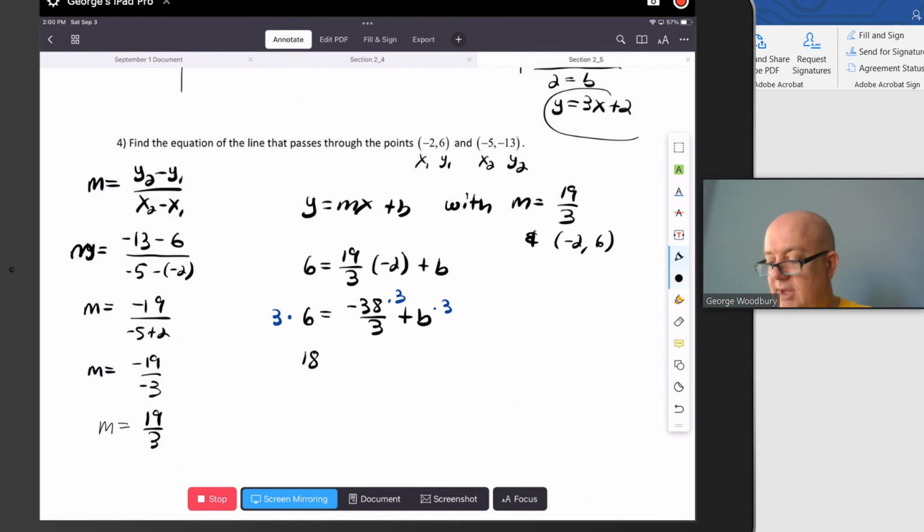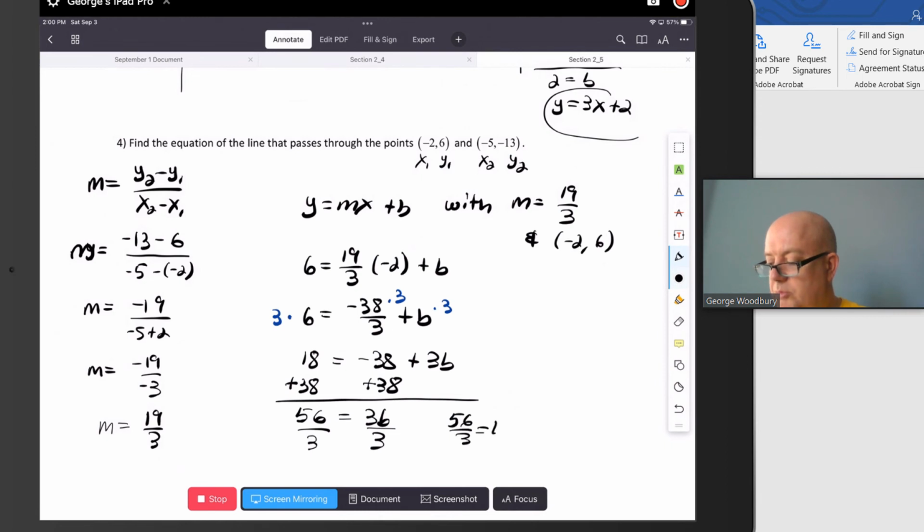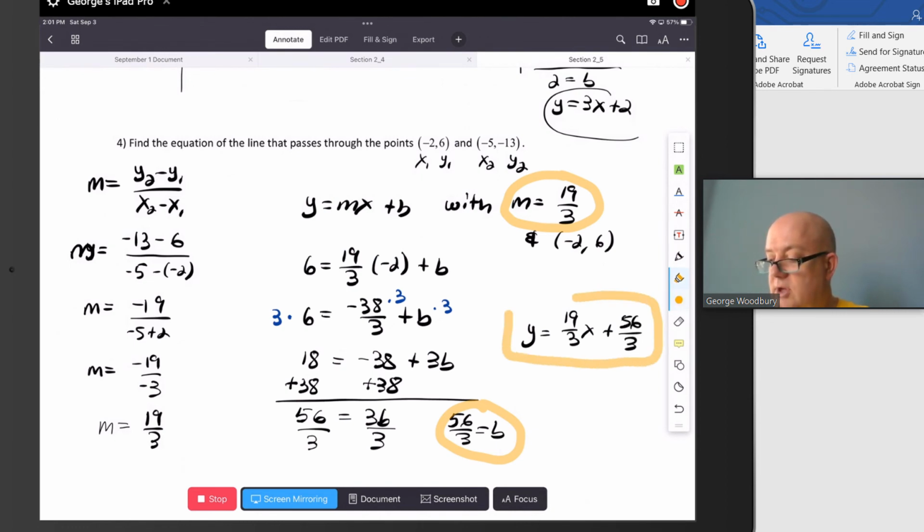So now I have 18 equals -38 plus 3b. Add the 38 to both sides. 56 equals 3b. And divide through by 3. So 56/3 equals b. The slope was 19/3. The y-coordinate of the y-intercept was 56/3. I can write the equation y equals mx plus b, 19/3 x plus 56/3. And that is the equation of the line that goes through those 2 points.